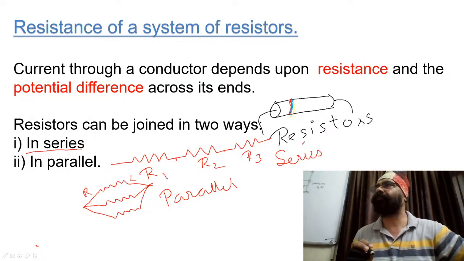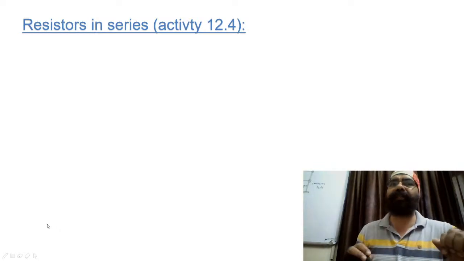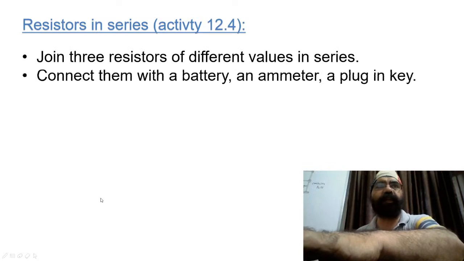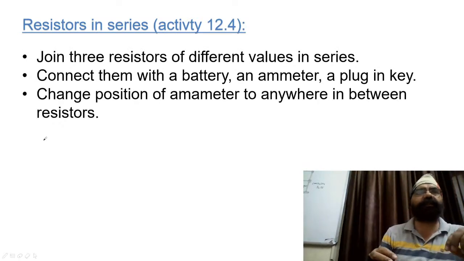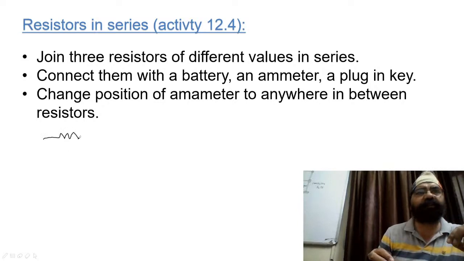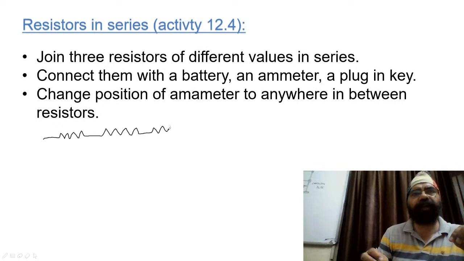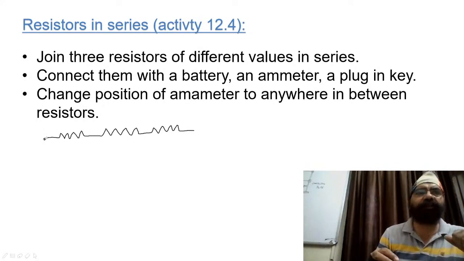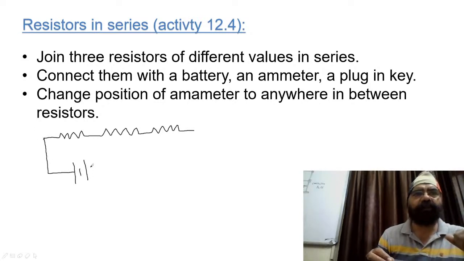Everybody understood this much? Now, for resistors in series, we are going to do an activity. Let me write the first few steps and then I bring you back. In this activity I take 3 resistors: this is 1, this is 2, and this is 3. I connect them in series. Now I connect them with a battery. I have 1 cell, 2 cells, 3 cells, and I have connected them to a battery.